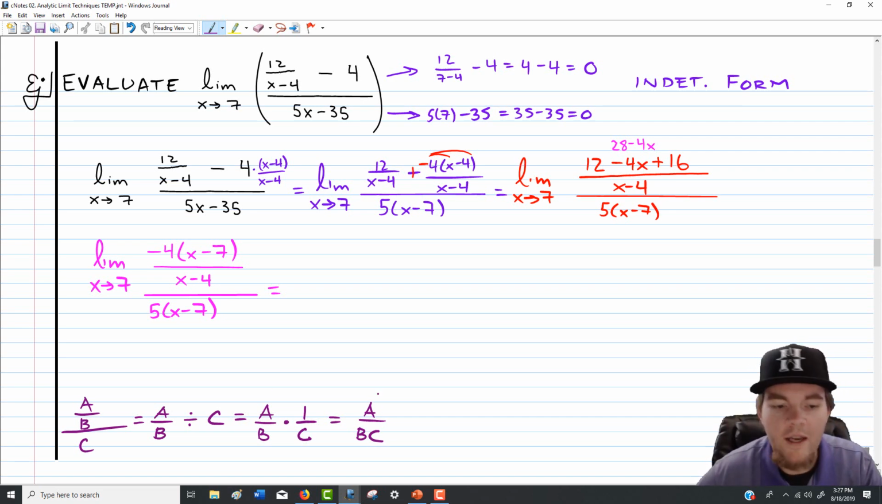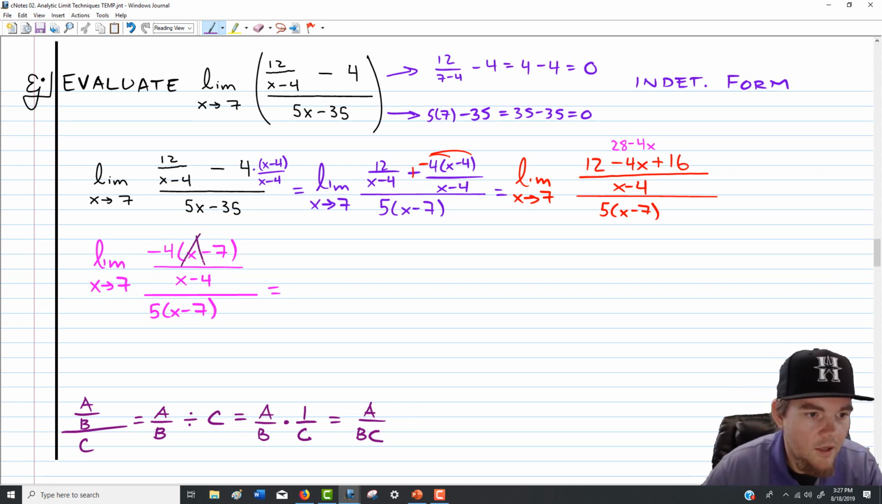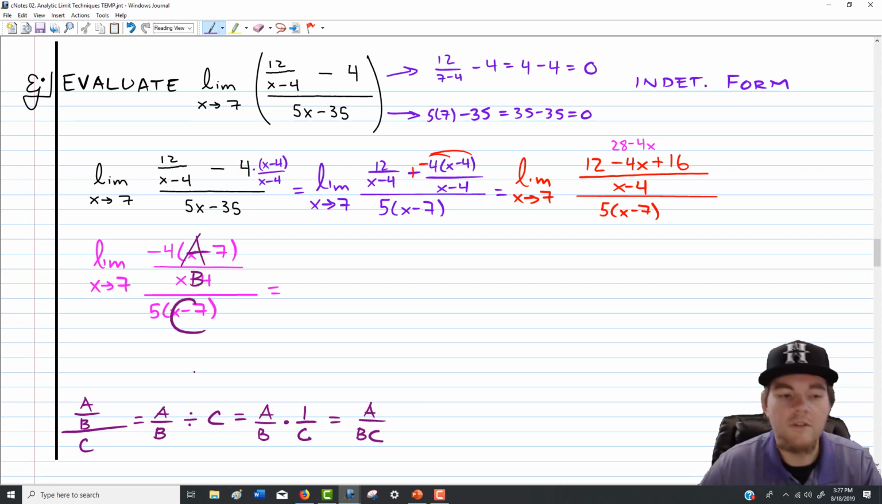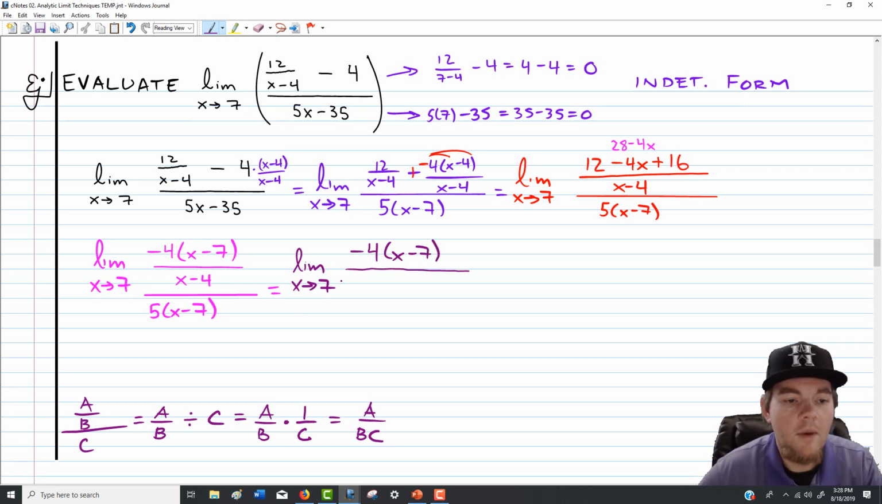So this is just how you divide fractions. Up here it's a little bit harder to see, but here's a, here's b, and here's c. Following that same fraction pattern, we can rewrite this as the limit as x approaches 7 of our numerator staying the same, negative 4 quantity x minus 7, but our denominator becoming x minus 4 times 5 quantity x minus 7.